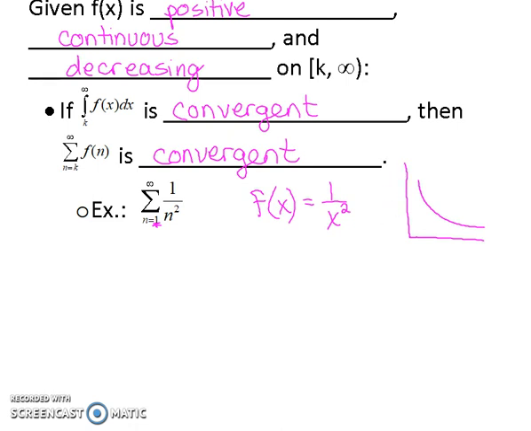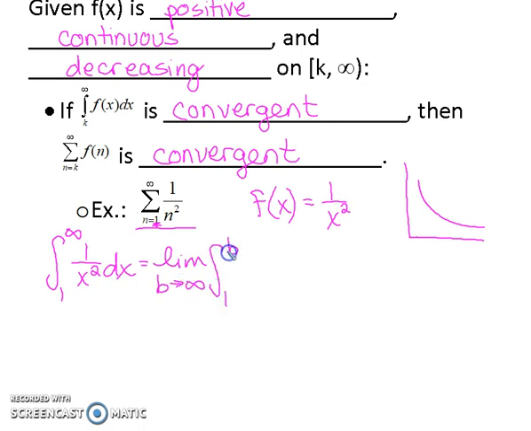So because that function is positive, continuous, and decreasing, I can use the integral test to prove that this series here converges. So I would do the integral from 1 to infinity of 1 over x squared dx. Now, since one of the boundaries is infinity, I do have to do this as an improper integral. So I would do the limit as b goes to infinity of the integral from 1 to b of 1 over x squared, or of x to the negative 2 dx. So that's going to integrate back to the limit as b goes to infinity of negative 1 over x from 1 to b.